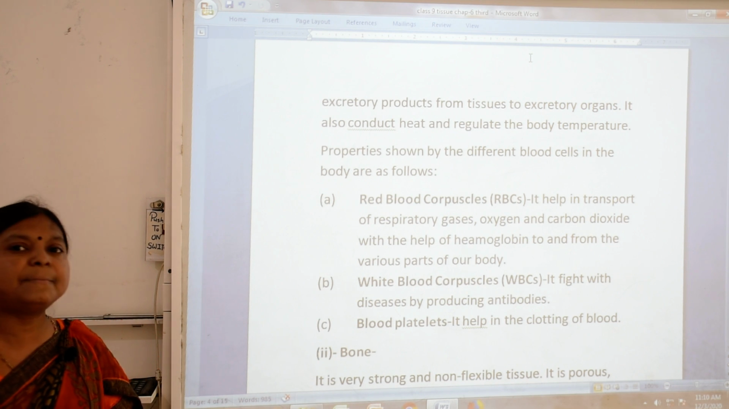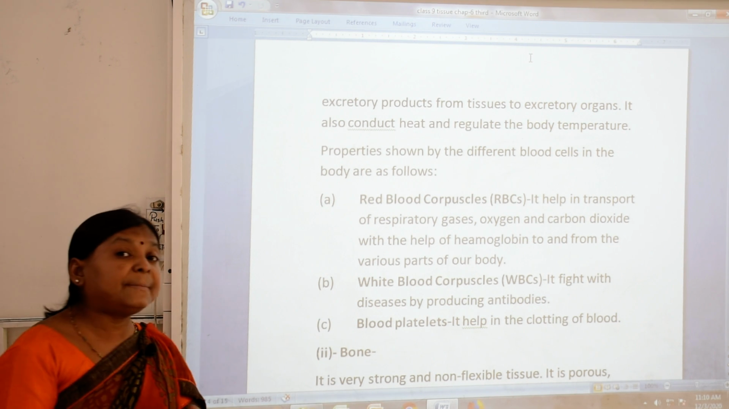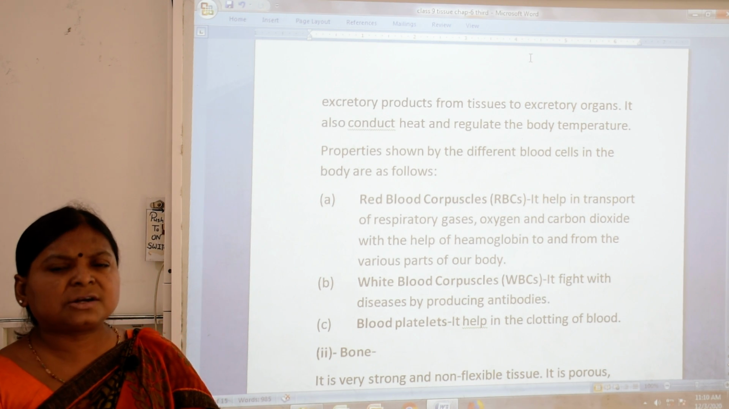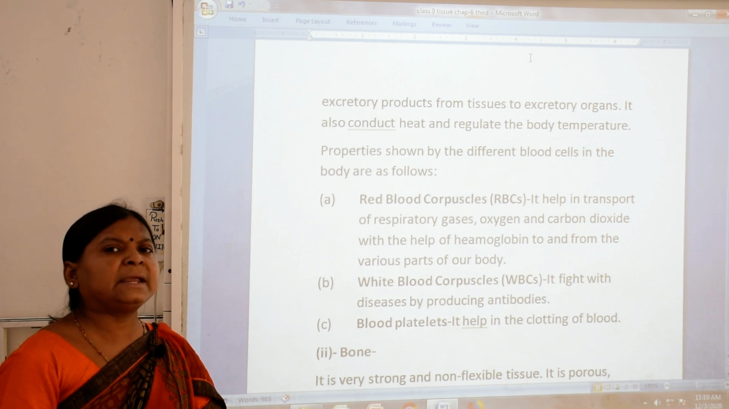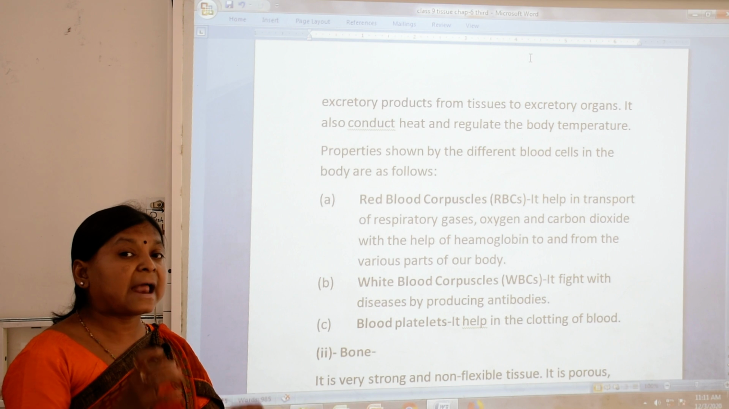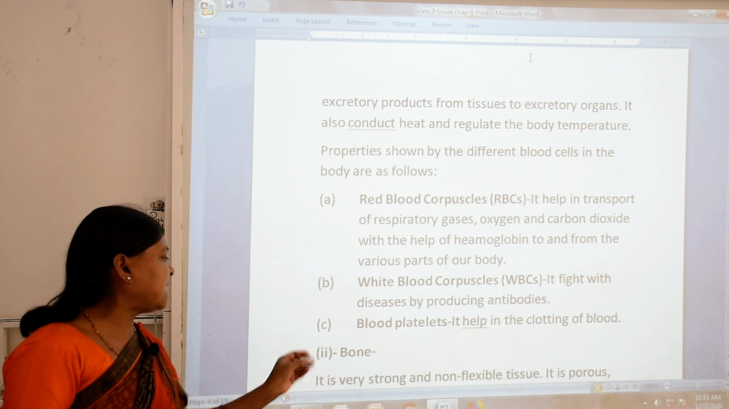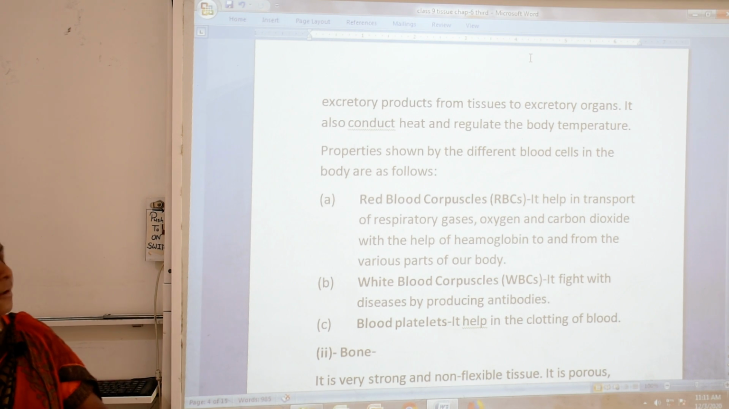The next one is the blood platelets. Do you know they help in clotting of the blood? Suppose any part is injured and the blood is coming out, there will be bleeding. So these blood platelets help to clot the blood, so it prevents the blood from flowing. Next is the bone, the second connective tissue. First one is blood, second one is bone.